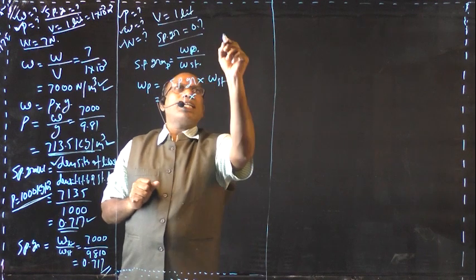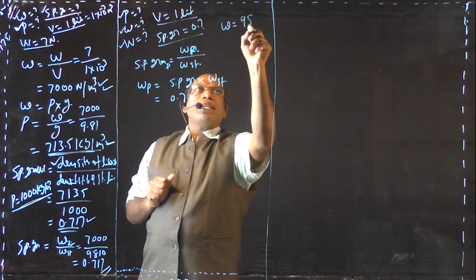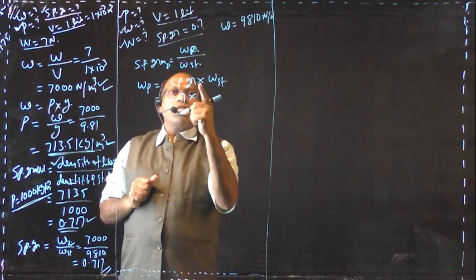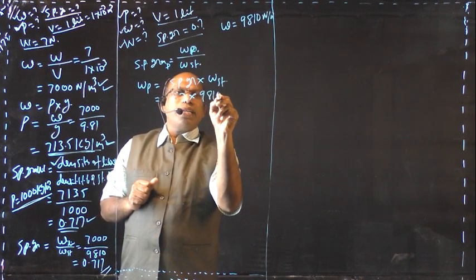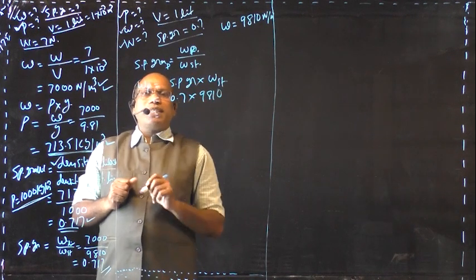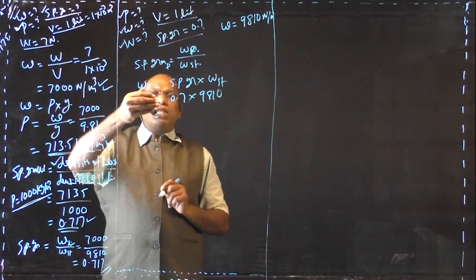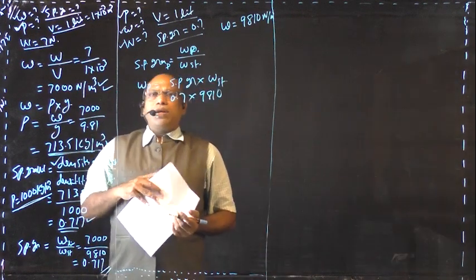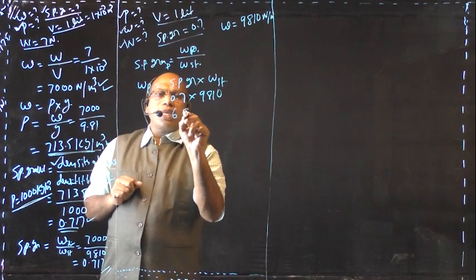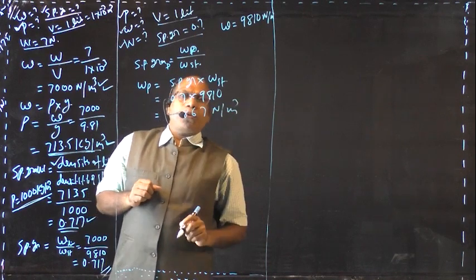The specific gravity of petrol is given in the problem as 0.7, into the unit weight of the standard liquid. The unit weight of the standard liquid, water, is 9810 Newton per meter cube. Therefore, 0.7 into 9810 Newton per meter cube gives the specific weight, or unit weight, of this petrol, which is equal to 6867 Newton per meter cube.